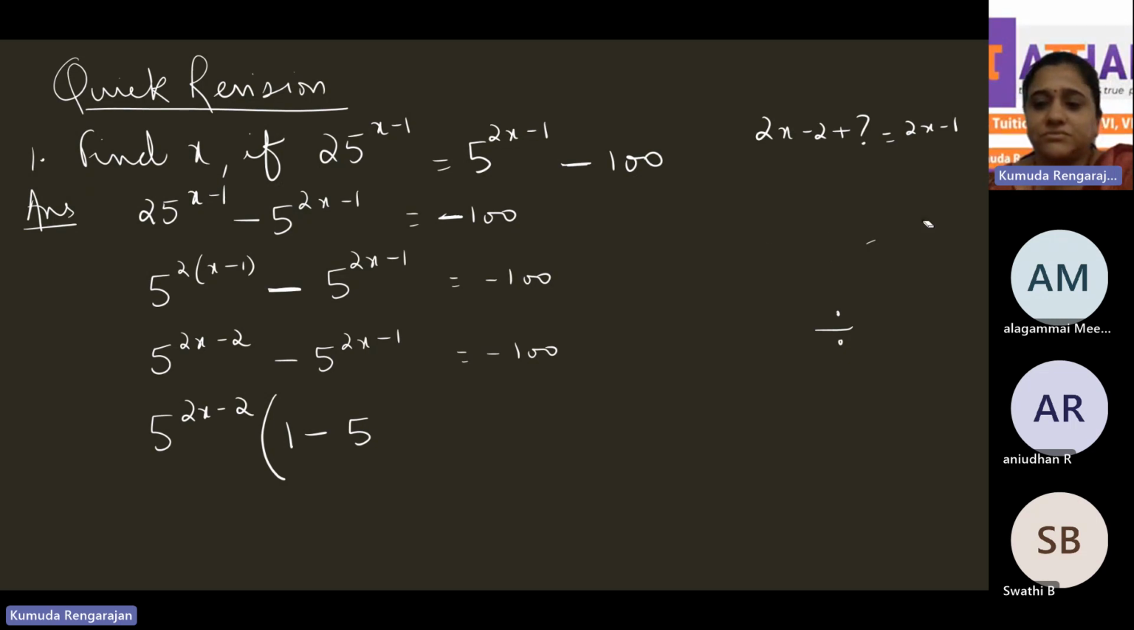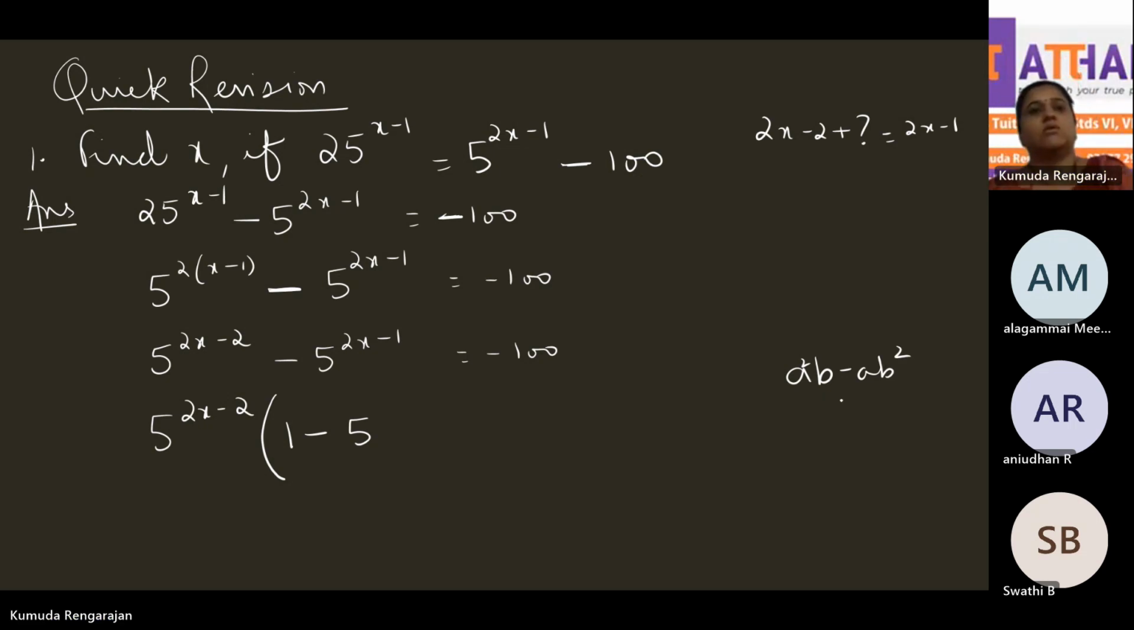Now, very simple. See here. Now, supposing you have a square b minus ab square. What is common between these two, children? AB is common. So in the bracket, what will you write? A minus B. So you know how to take out commons. That's what we're doing here also. That's exactly what we have to do here.